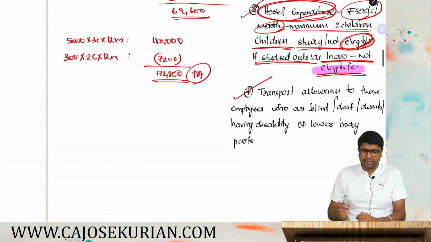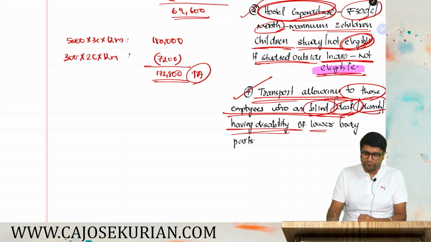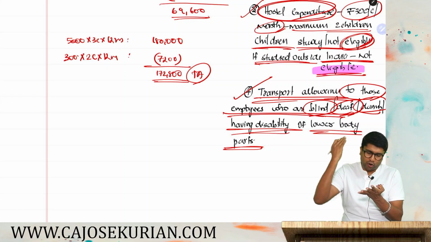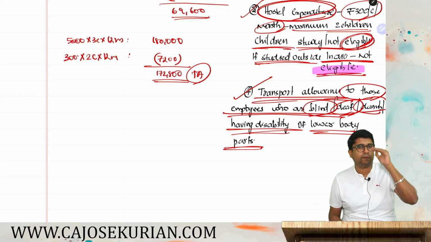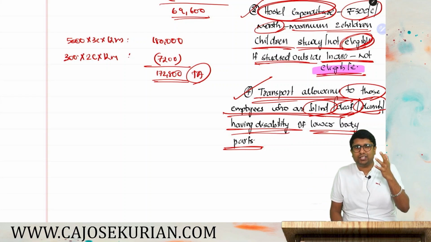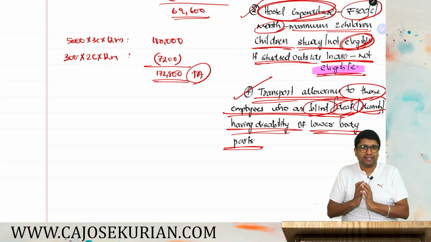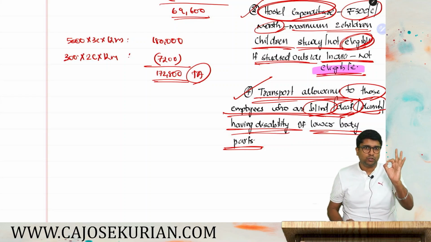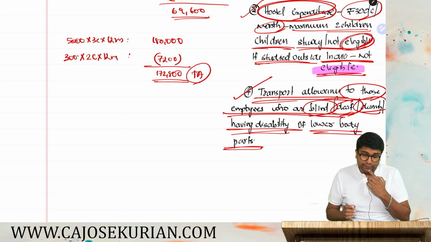And point number 4 in this category is the transport allowance to those employees who are blind, deaf or dumb or having disability of lower part of the body. That simply means if you are an employee, either you are dumb or deaf or you are actually blind, or you have a disability for your legs, lower part of the body, you have some problems with your legs. Either you don't have legs or your legs is actually paralyzed or something like that. You have a problem with your legs and you are receiving transport allowance. It is fully exempted. So please listen, friends. The point is like, it is fully exempted, but there is a ceiling limit for this as well, friends.